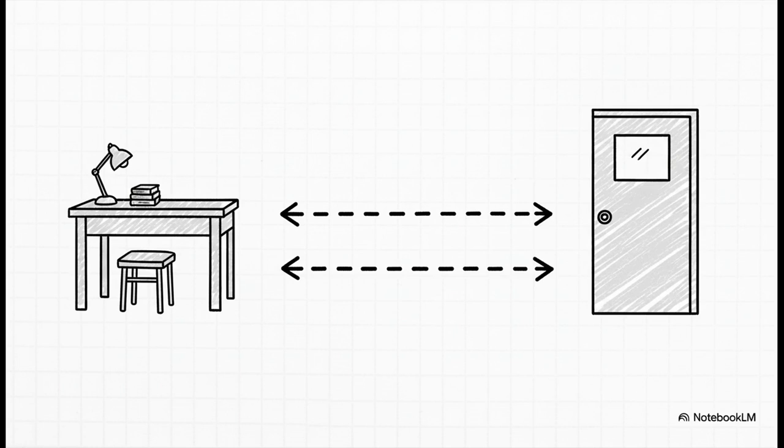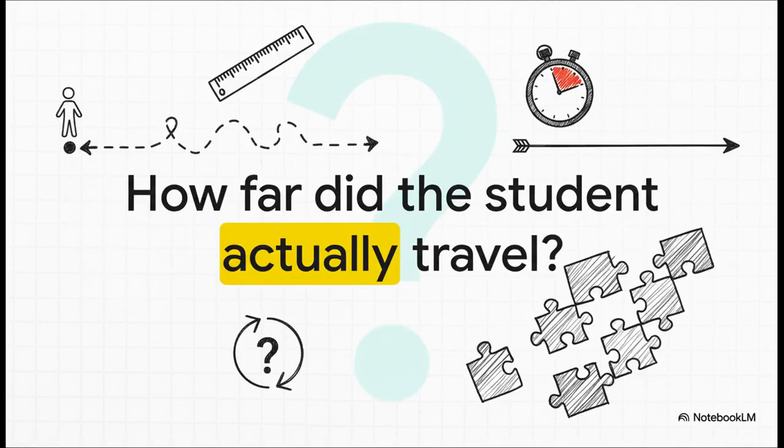All right, now the student gets up. They walk in a perfectly straight line, 5 meters, right to the classroom door. Then, they immediately turn around and walk that exact same 5-meter path straight back, ending up right where they started. A perfect little round trip. So here it is, our big puzzle. How far did that student actually travel?